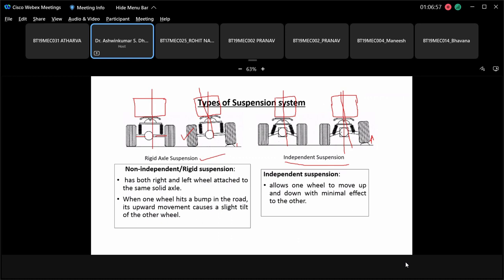You will find that this has the axis with different tilting, whereas this has the same kind of tilting like this. So this is marked because this has lifted by this much amount. Let us say this is X, so it has also got lifted by the same amount X. So this is the difference between the rigid axle suspension system and the independent suspension system. Please note that nowadays all the vehicles are fitted with independent suspension system.